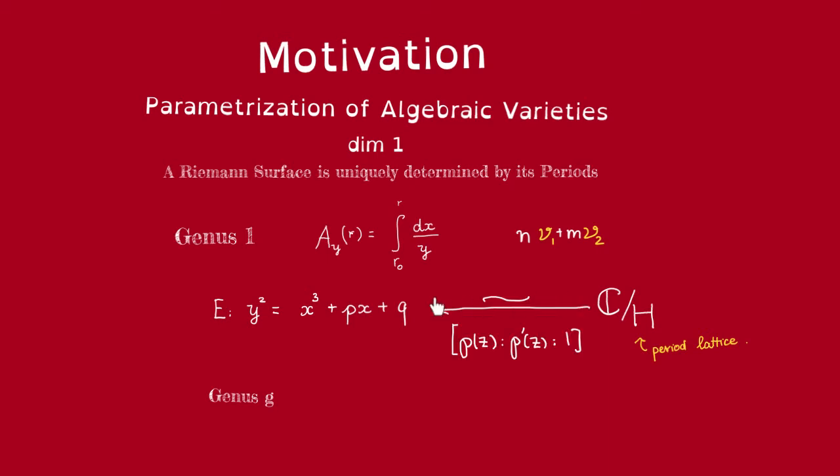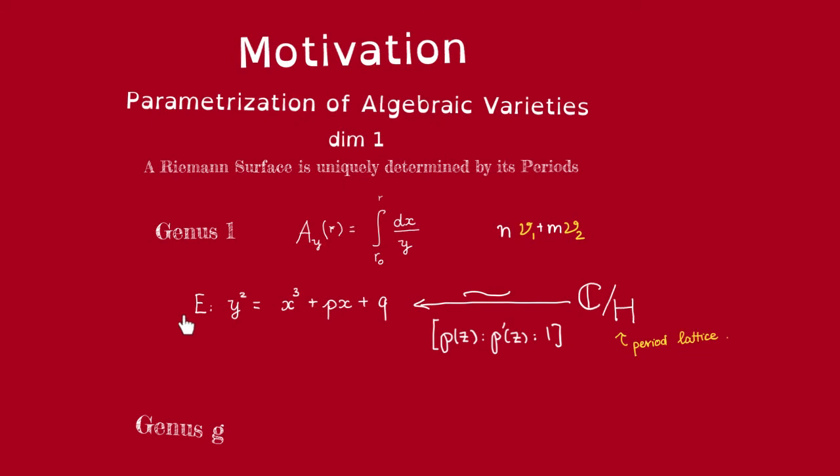This isomorphism is given by the Weierstrass P function. So this Riemann surface, this elliptic curve, is isomorphic to C mod its period lattice. Now all of this sounds a bit too magical because it's a bit too concrete, so we don't see the gist of it. So now let's look at it a bit more abstractly to see the structure.